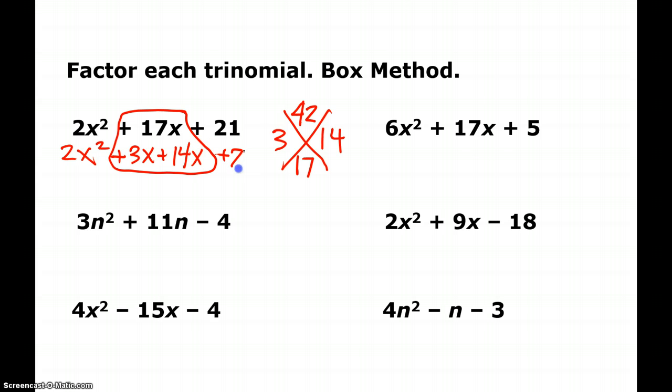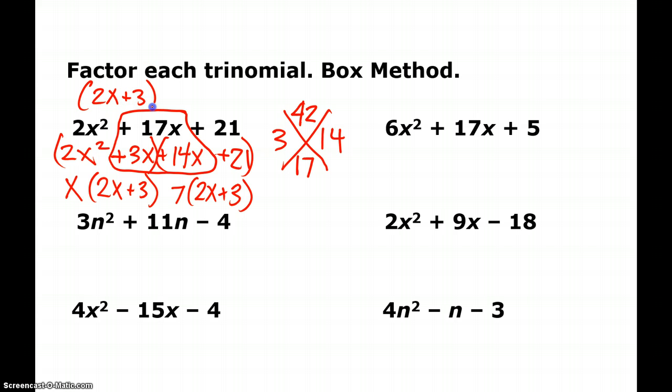The rest of the problem stays the exact same. The 2x squared stays the same, the 21 stays the same. Clump the first 2, clump the last 2. I can take out an x, and I have a 2x plus 3 left behind. I can take out a 7, and I have a 2x plus 3 left behind. And that will give me 2x plus 3 and x plus 7.